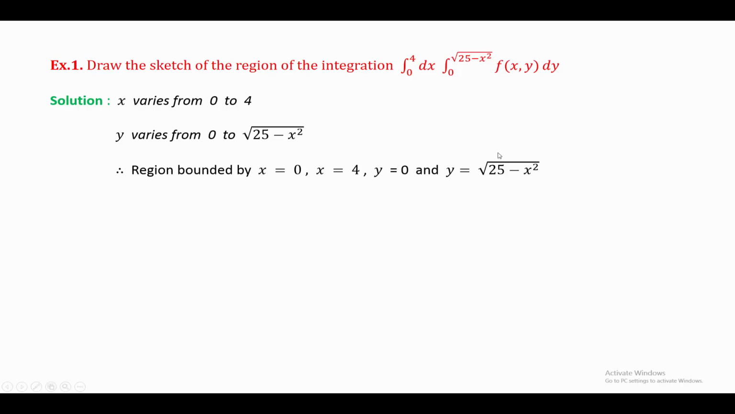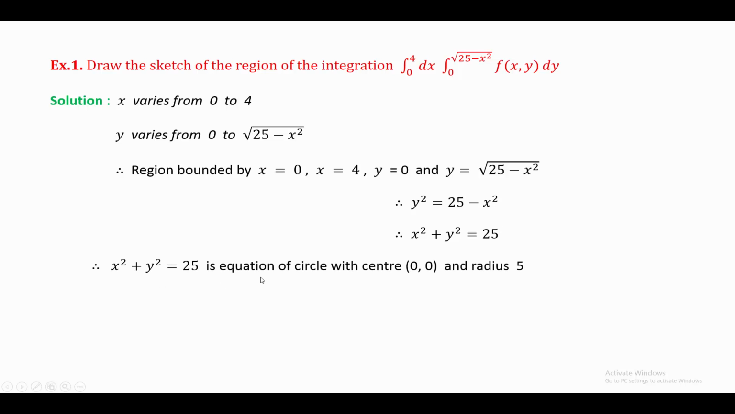Now this boundary is not a line. Simplify this equation by squaring both sides, we get y square equal to 25 minus x square. Write the minus x square on the left hand side, so we get x square plus y square is equal to 25. X square plus y square equal to 25 is a circle in standard form whose center is the origin and radius squared is 5 square, so radius is 5. It is a circle with center 0 0 and radius 5. So draw the sketch of this region.